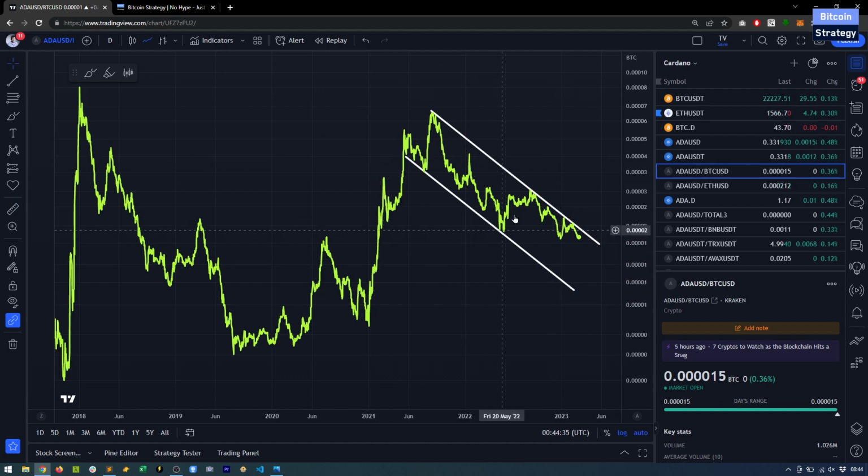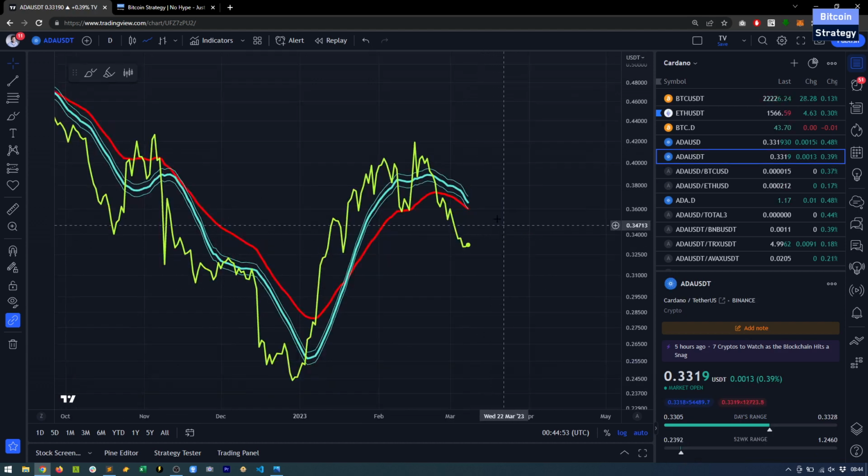Now, this is actually not the main reason why I am concerned about Cardano. The main reason are those two lines over here, the turquoise line and the red line. The price is below both of those lines. Those are moving averages, back-tested moving averages.